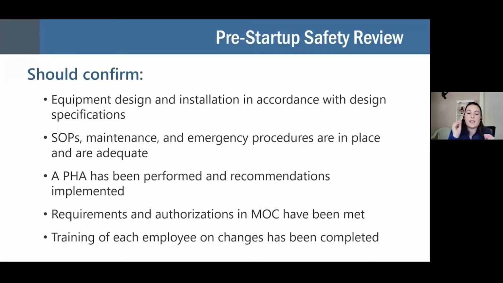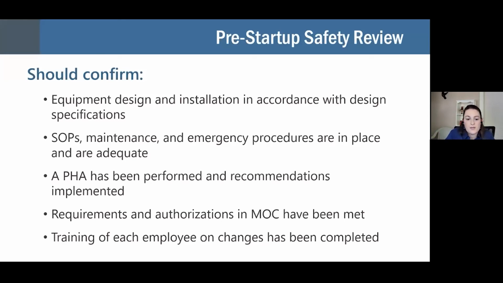Now, the sister pillar to the management of change is the pre-startup safety review. The management of change handles evaluating and implementing the change. Pre-startup safety review is that last check before we go ahead and turn the switch on.